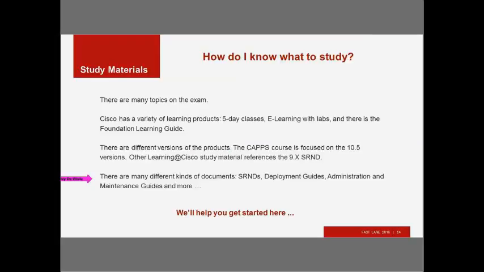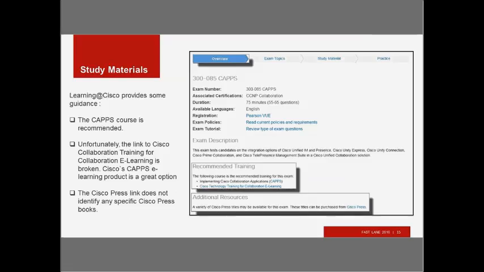There are also many different kinds of documents that you could potentially be looking at. In addition to the Cisco Learning training products, there are SRNDs, deployment guides, administration and maintenance guides, and more. We'll help you get started here and try to explain what some of these options are. Learning at Cisco provides some guidance.